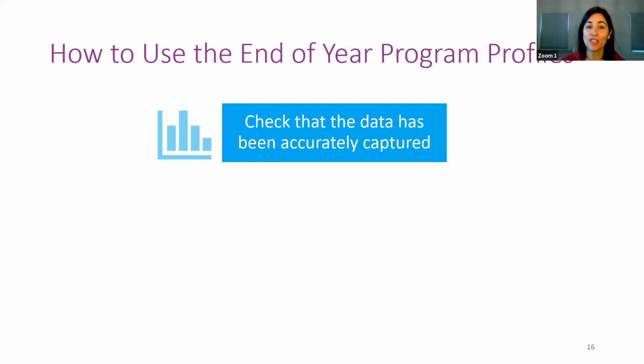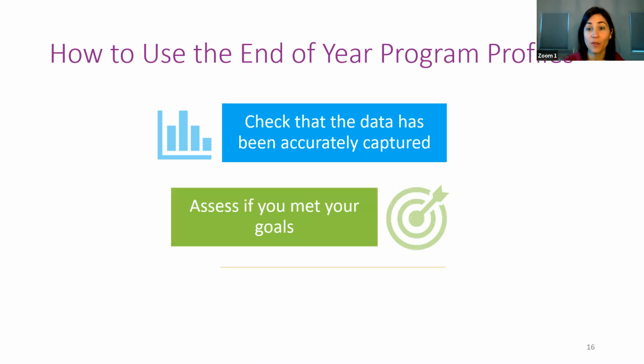First, this is a good time to check that your data has been accurately captured in CitySpan. If you think there may be issues with how your data is being reported, this is the time to reach out to us so that we can troubleshoot any potential issues. Second, this is a great opportunity for you to assess if you met your program goals last summer and over the year. Did youth spend time engaged in the activities that you think are most important? Did you serve your target group? And did participant survey results demonstrate any areas that you would like to focus on in the future?